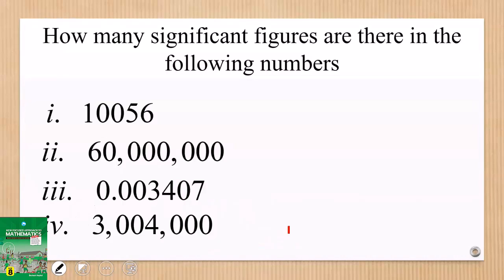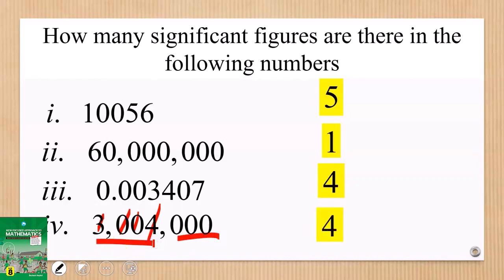Now, I'm sure you've got a fair idea about the rule. My question here is, how many significant figures are there in the following numbers? The first one is 5. Beautiful. Second one is 1. Good. That's true. Third one is 4. Good. Then the last one is also 4, because we have 1, 2, 3, 4. The rest are not significant, because there's no decimal point here. So that is 4.